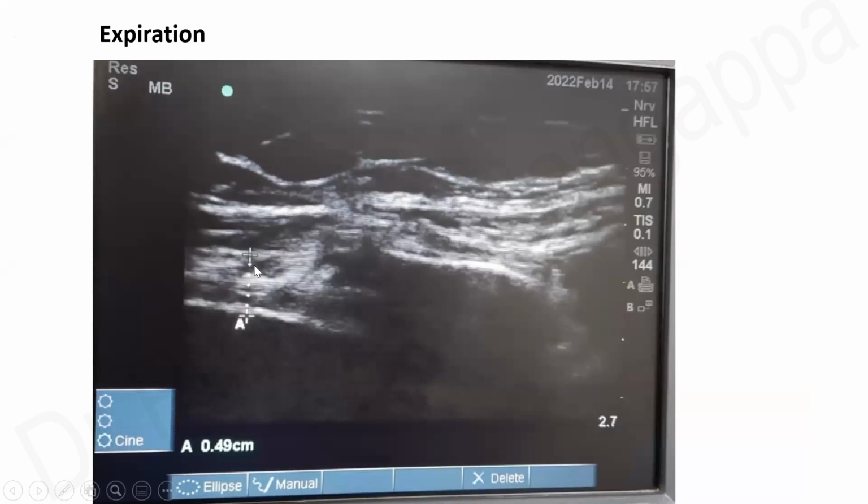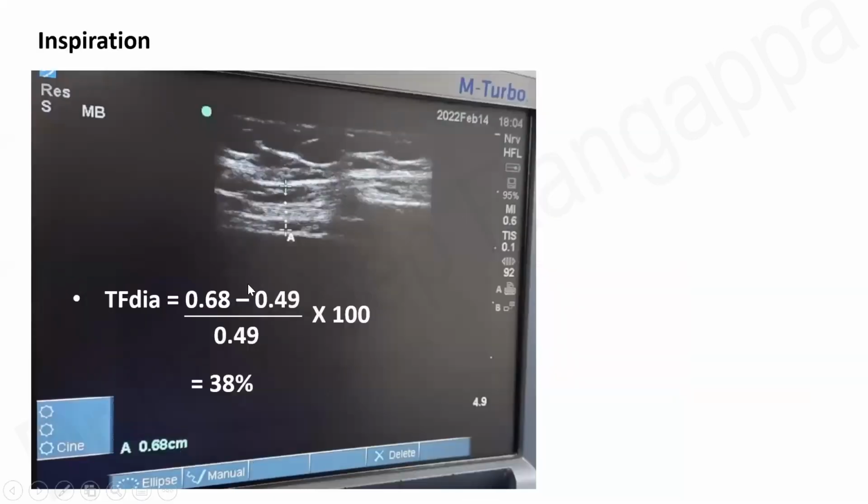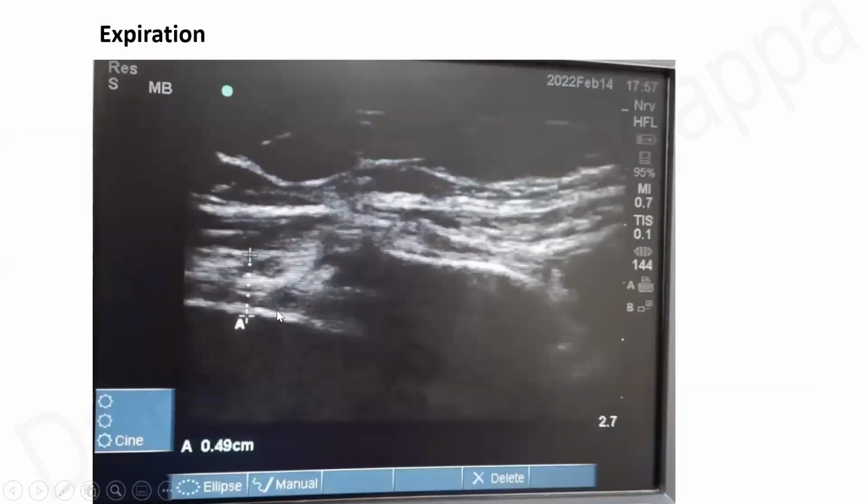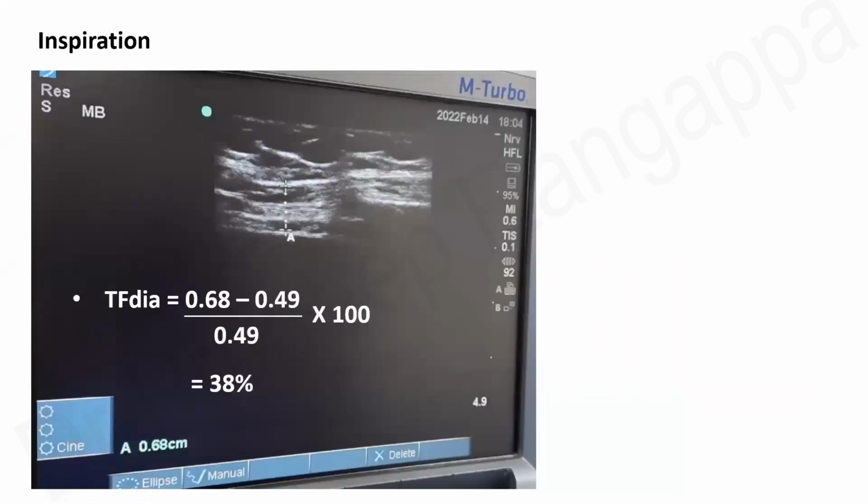As you see, we have taken this during end expiration. This is the peritoneal line, this is the pleural line, and this is the diaphragm. Here you see it is 0.49 centimeters during expiration. And we have taken it during inspiration. As you see, in inspiration it becomes bigger, and the thickness is 0.68 during inspiration. So 0.68 minus 0.49, which we got during expiration, divided by the expiration value of 0.49, we got 38%.